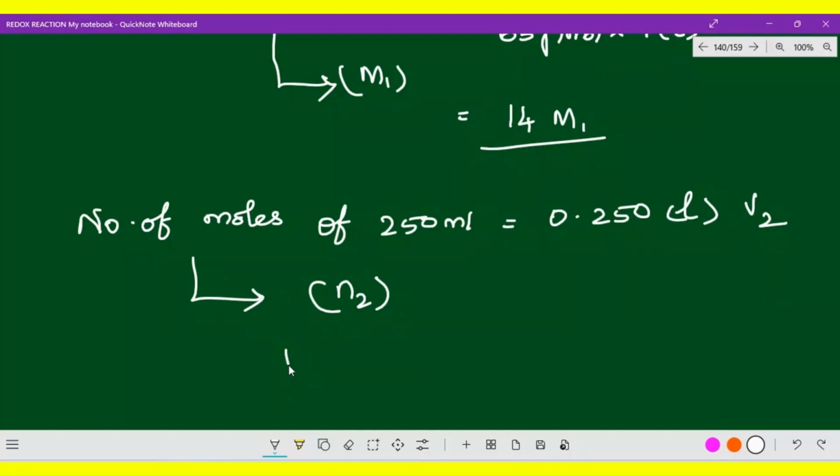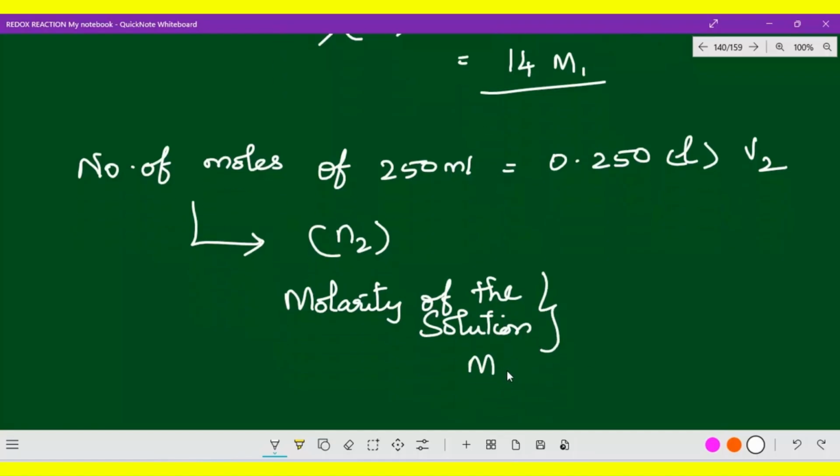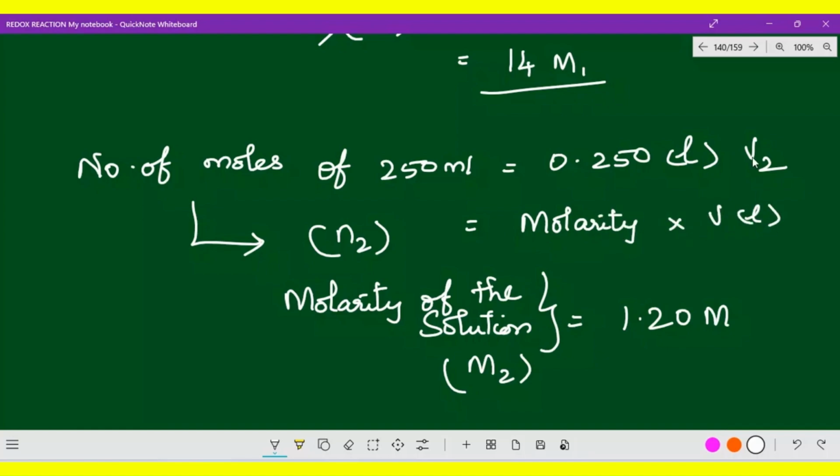Right, now here the molarity of the solution. Molarity they have already given. This is M2, we can keep it. So that is M1 and this is M2. How much is it? Actually 1.20 M, right? Now here N2 equals, generally, molarity into volume in liter. So this is volume in liter, V2, it is volume in liter.